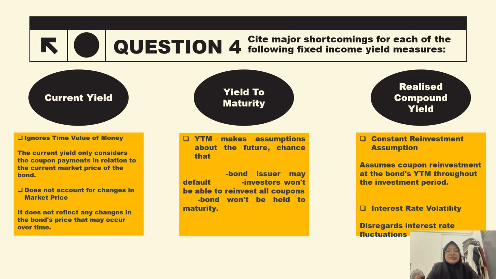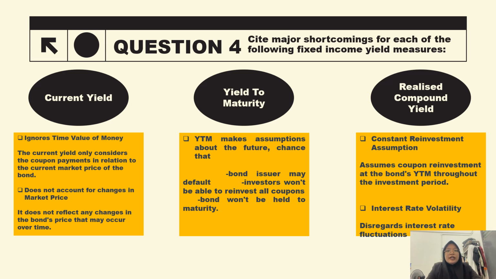Okay, the next point is yield to maturity. Since yield to maturity makes assumptions about the future, there is a chance that the bond issuer may default and investors will not be able to reinvest all of the coupons and the bond will not be held to maturity.